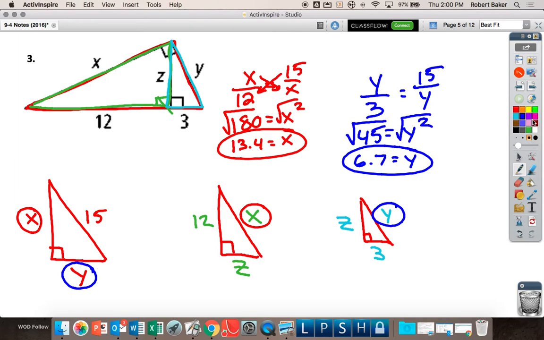Okay, the final task. I need to solve for z. I have a z right here, and I have a z right here. Z over 3. That's doing short leg over short leg. So now I have to do, what is that equal to? Cross multiply, 3 times 12.